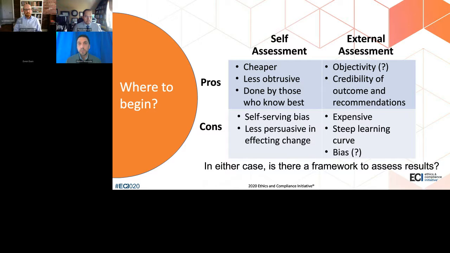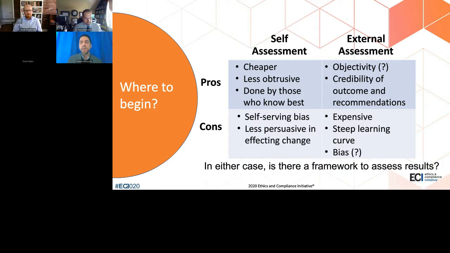That credibility might be very helpful in affecting the changes in your program that come out of an assessment. However, the cons are that it's more expensive. The external firm that's doing the assessment has a steep learning curve, and they may have their own bias. As an external consulting law firm or consultant, they may feel like they need to find something even if the program is in good shape.